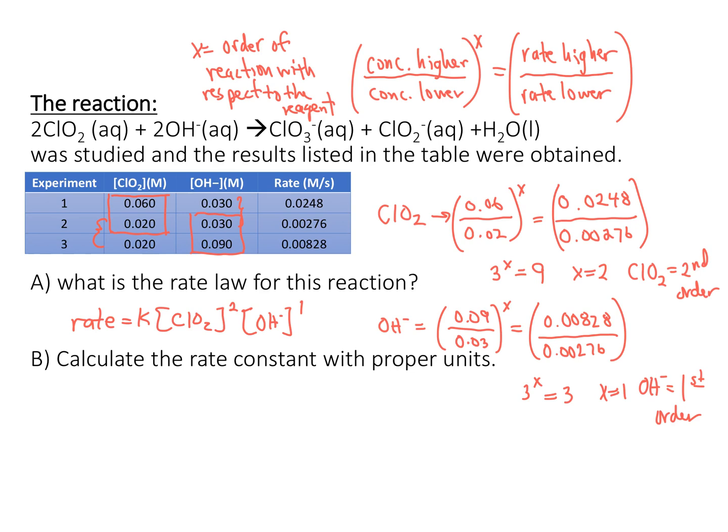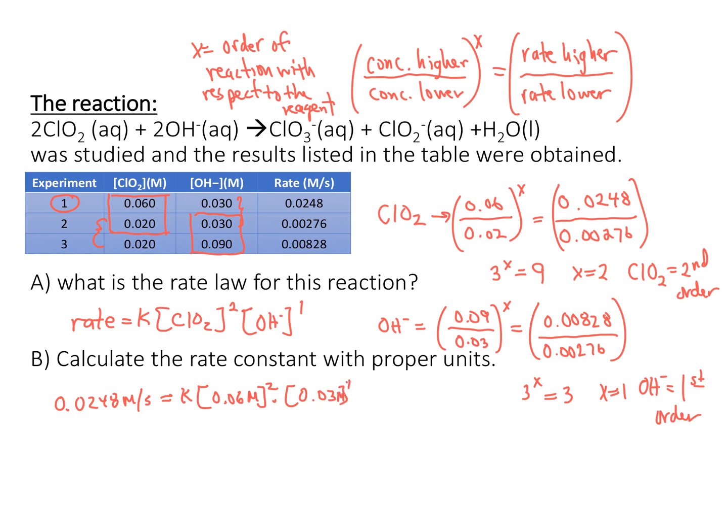For the second calculation, calculate the rate constant with proper units. Well, for that, all we need to do is take the rate law that we just developed and basically just pick one of these experiments and plug in the values that we know. So I'm going to take the first experiment and the data from the first experiment. So for that first experiment, my rate of the reaction is 0.0248 molar per second. That's going to equal my rate constant, that's what I'm trying to find, times the concentration of chlorine dioxide in the first experiment, which is 0.06, squared, times the concentration of hydroxide, 0.03 molar to the first.